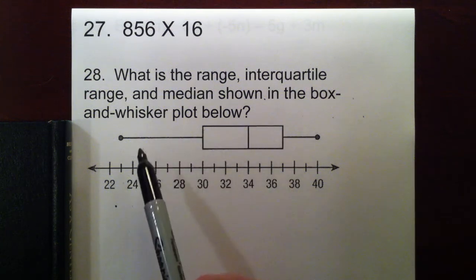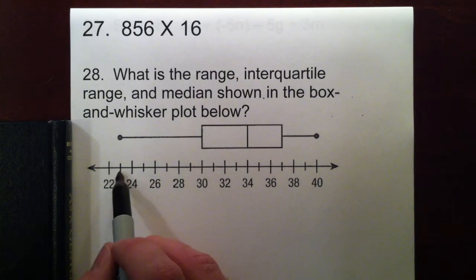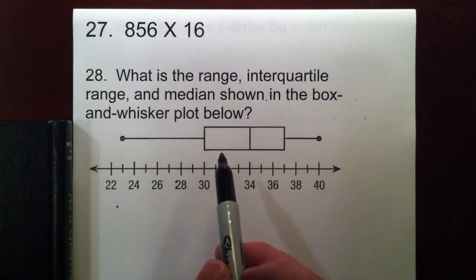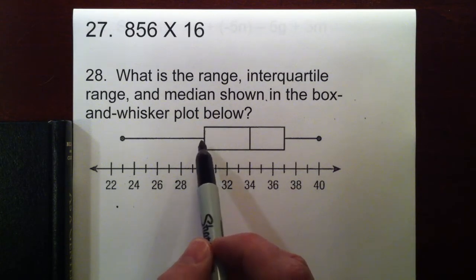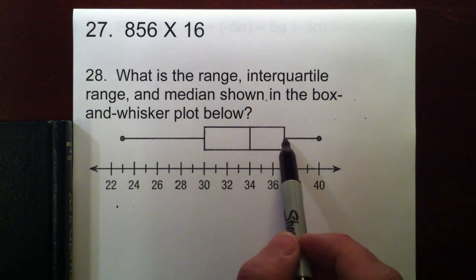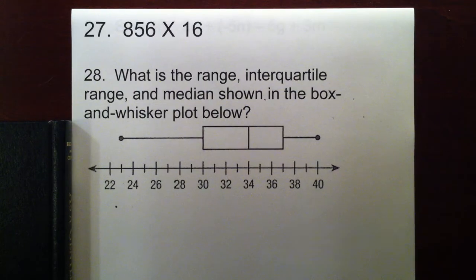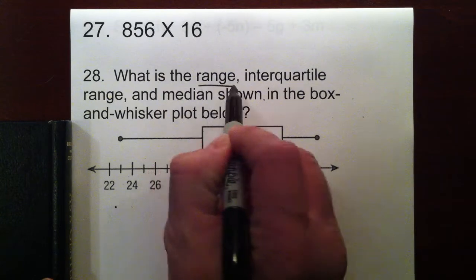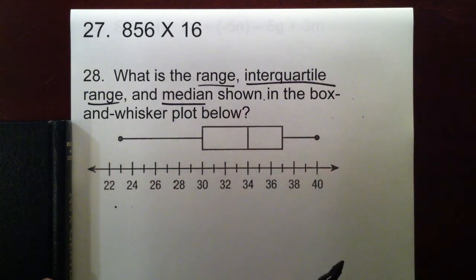In order for us to draw a box and whisker plot, we have to have several pieces of information. Here we have the lower extreme, and here we have the upper extreme. Now the boxes tell us the other three pieces of information we need: the lower quartile, the upper quartile, and the median. Well, in this case, if we have a box and whisker plot already set aside, and it's asking us what is the range, the interquartile range, and the median shown in the box and whisker plot below.